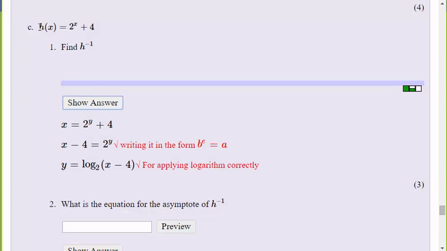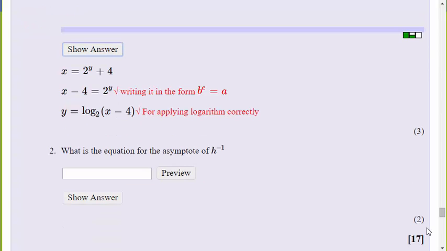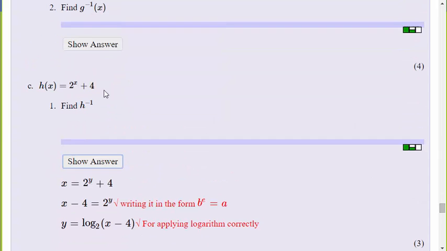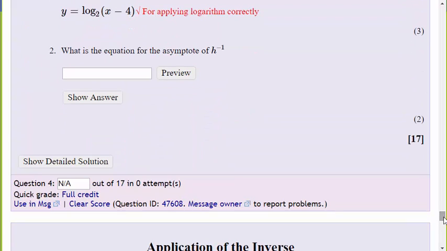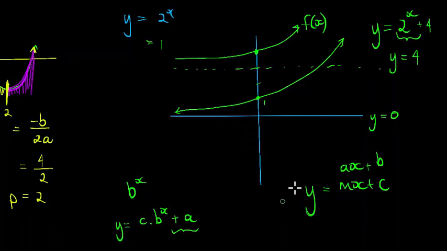What would be the asymptote for the inverse? How do we get the inverse? By interchanging x and y. So if the original one had an asymptote at y is equal to 4, the inverse will have an asymptote at x is equal to 4. It's that simple. In other words, if I had to draw this inverse, I will just swap all of the x's and y's. Where I used to have an asymptote at y is equal to 4, I will now have an asymptote at x is equal to 4.